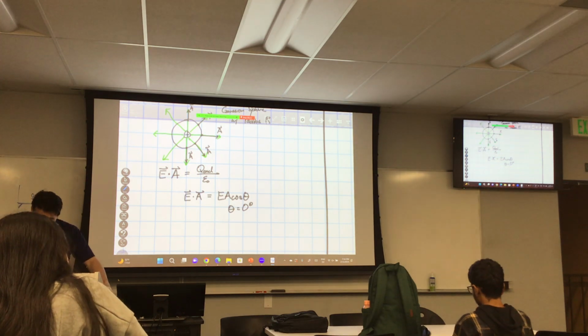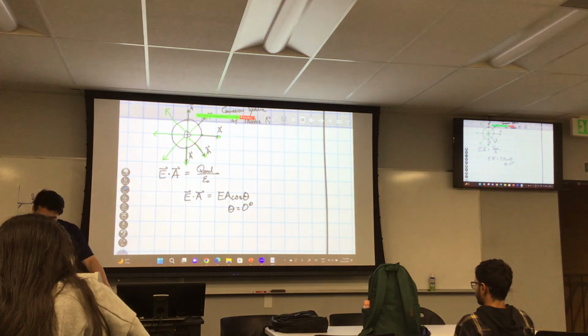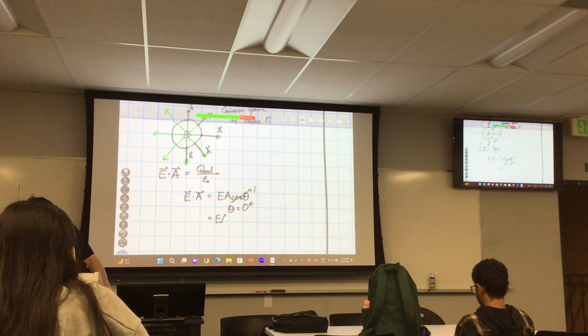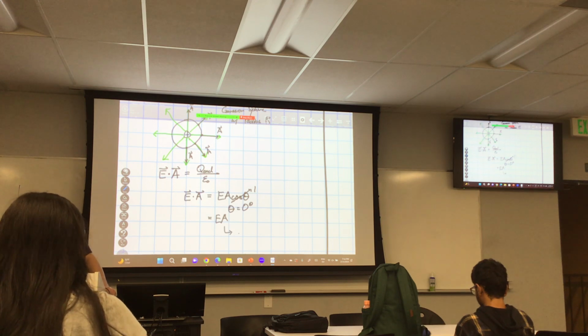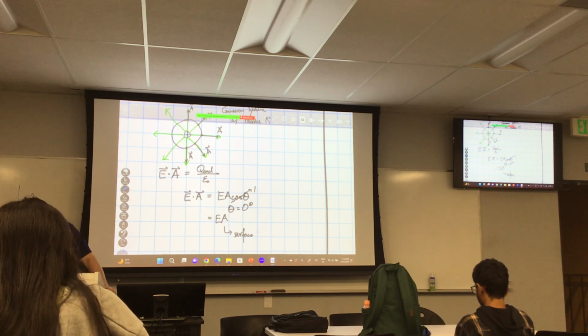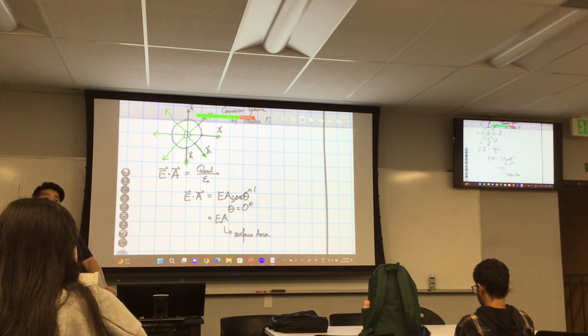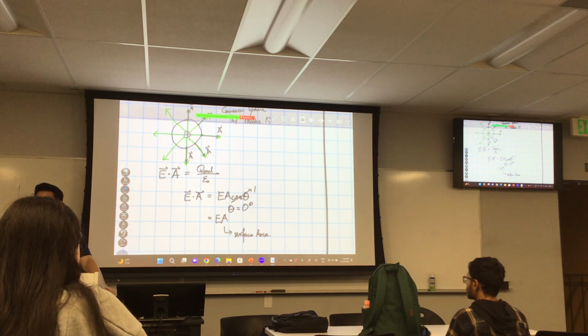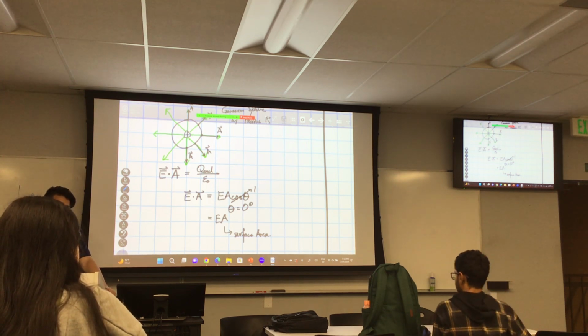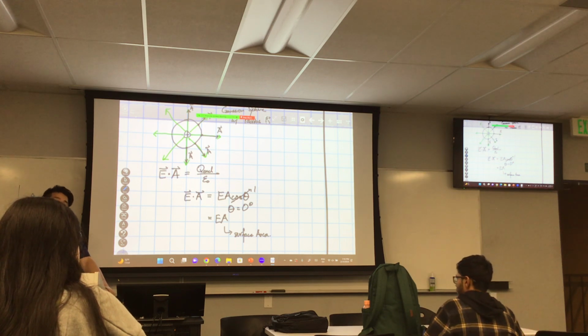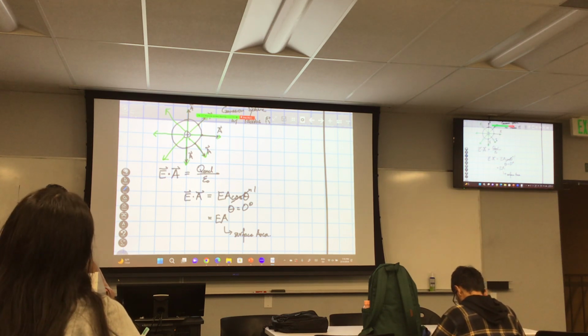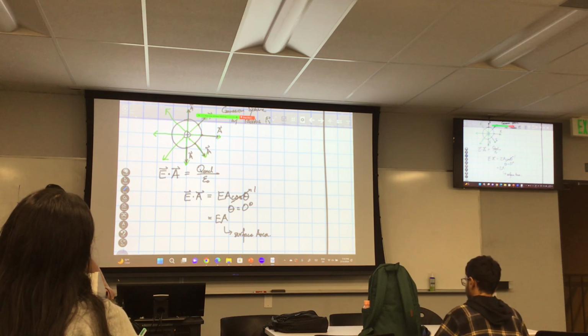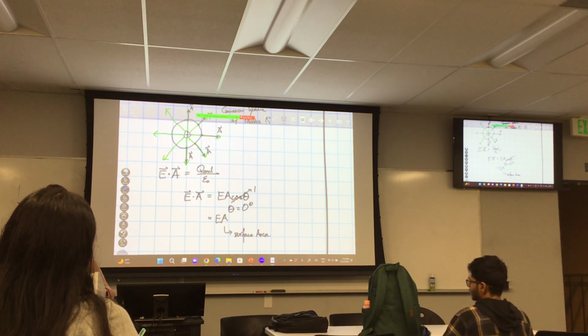Who remembers what cosine of 0 is? Cosine of 0 is 1, and this simply turns into the electric field times the A. This is the surface area. Who remembers what the surface area of a sphere is? Nobody knows?